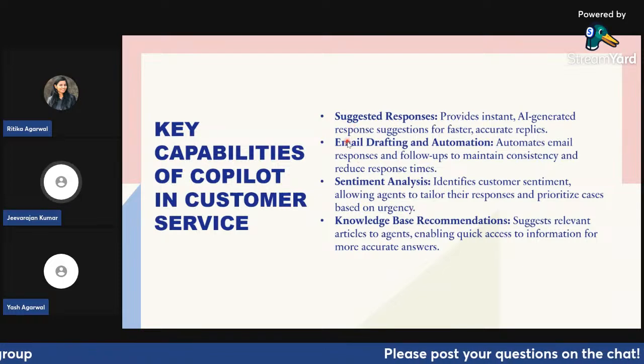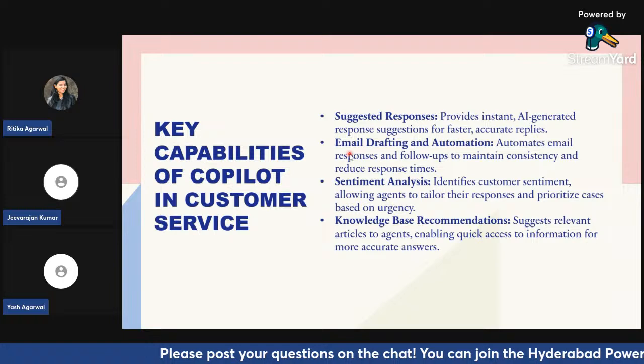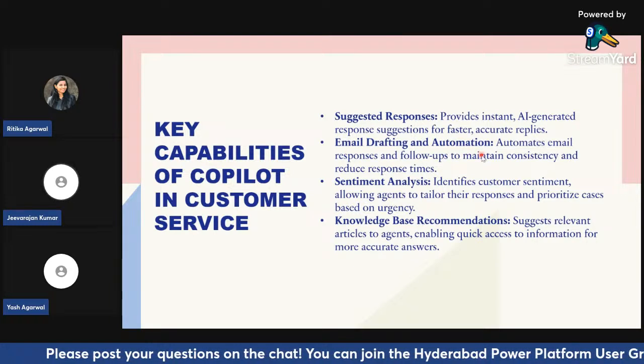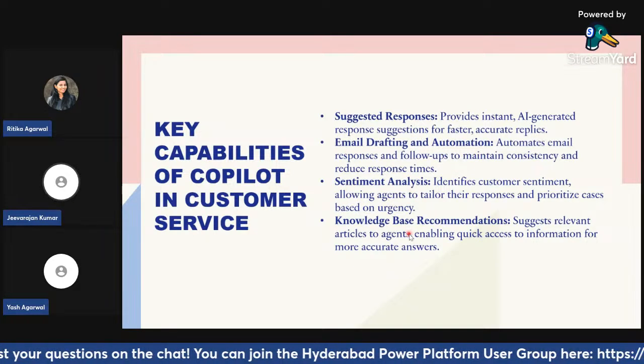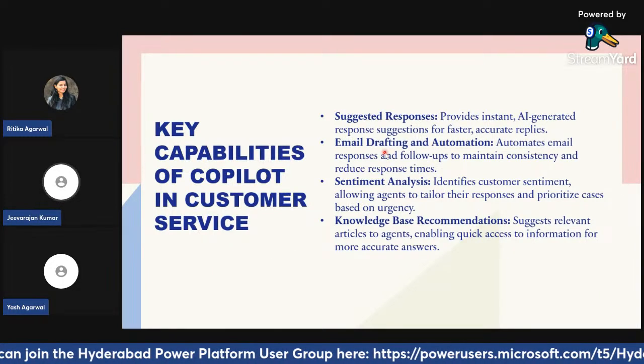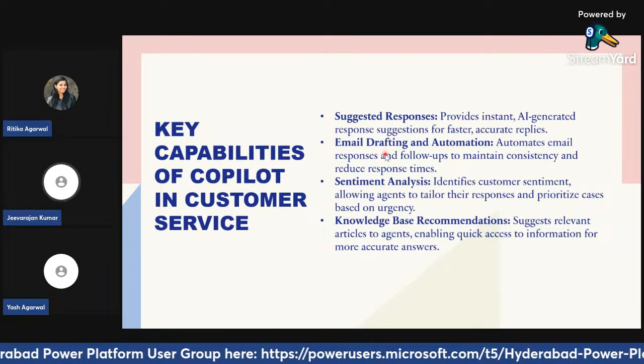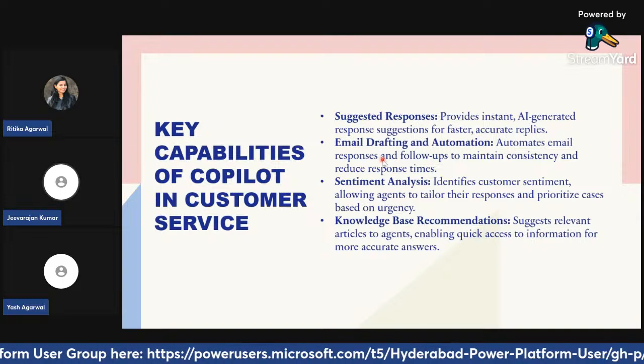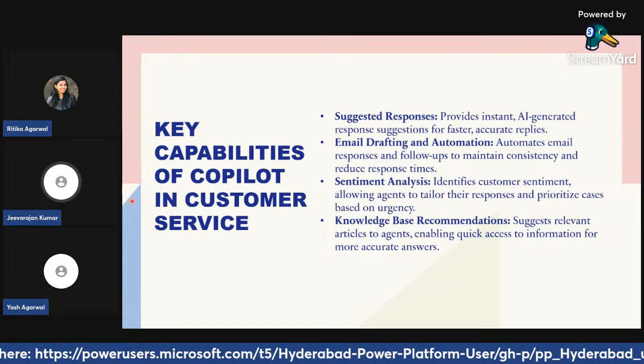We're going to see this in the four different features listed here. One is suggested response, the second is email drafting and automation, the third is sentiment analysis, and the fourth is knowledge-based recommendation. We'll see some of the demos today, and the rest is available at Microsoft Learn, and we'll be sharing some more resources around that.